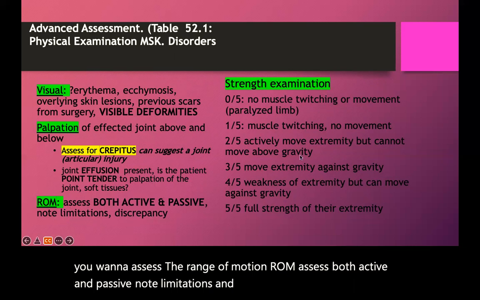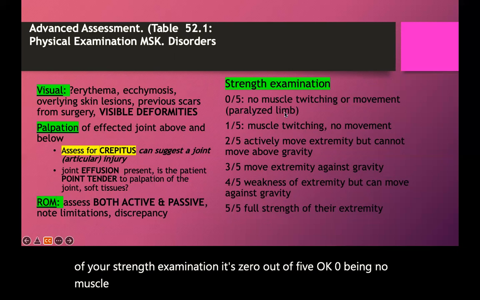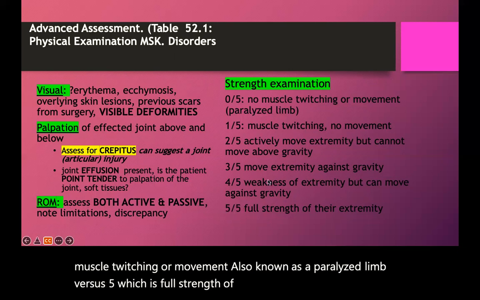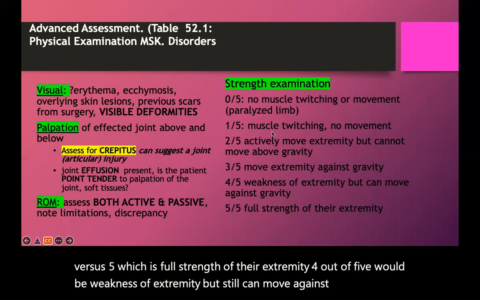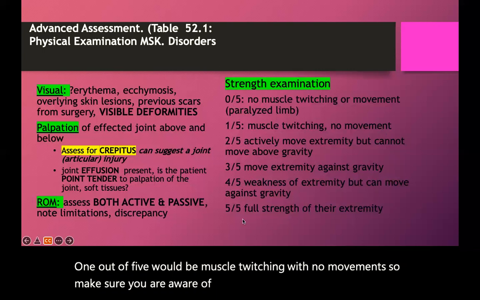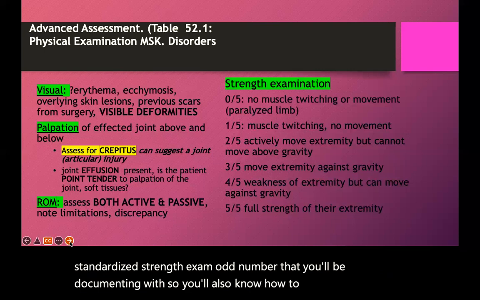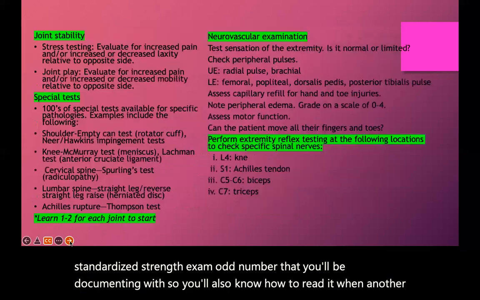Remember, in terms of your strength examination, it's 0 out of 5. Okay, 0 being no muscle twitching or movement, also known as a paralyzed limb, versus 5, which is full strength of their extremity. 4 out of 5 would be weakness of extremity, but still can move against gravity. 1 out of 5 would be muscle twitching with no movement. So make sure you're aware of these numbers because this is a standardized strength exam number that you'll be documenting with. So you'll also know how to read it when another practitioner documents the same thing.